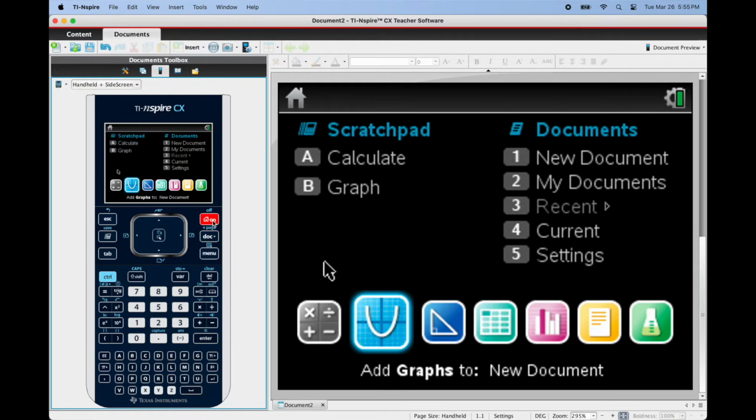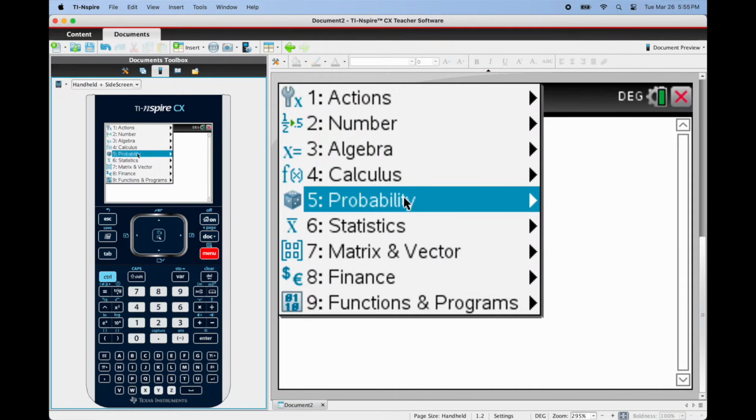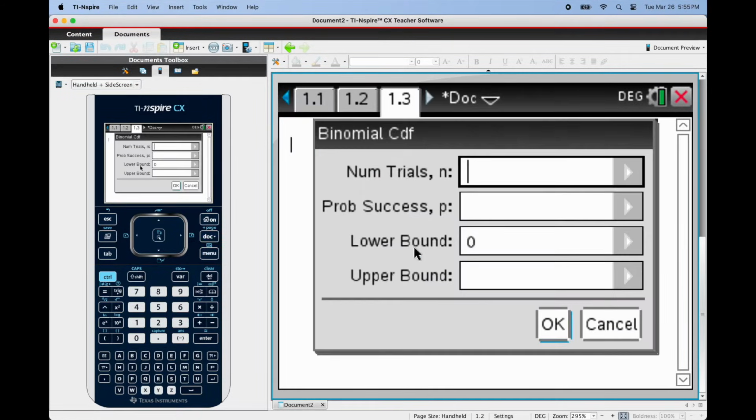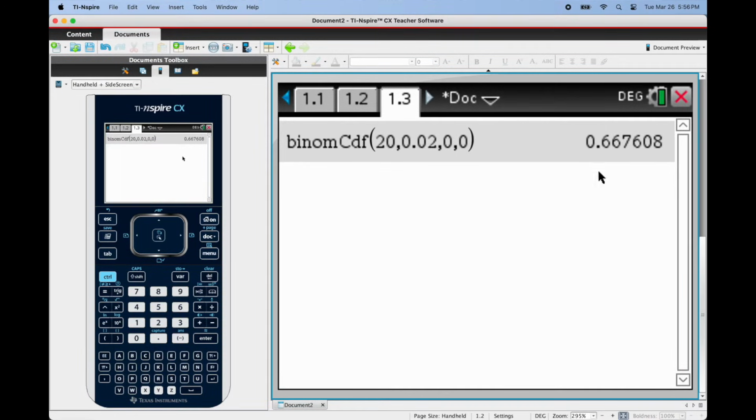Okay, so calculator, menu, probability, distributions, and we'll use binomial CDF. Number of trials, we have 20 athletes. The probability that someone tests positive, so they are not using banned substances, is 0.02, and we want 0 successes. Whoops. We want 0 lower bound and 0 upper bound. That means we don't want any range. We just want 0 successes. And let's find that out.